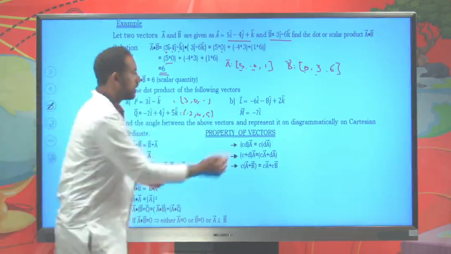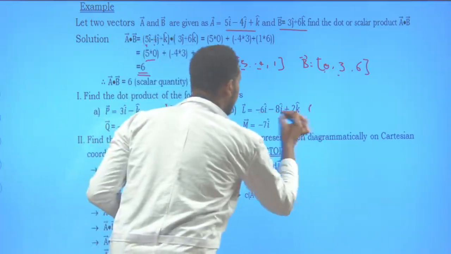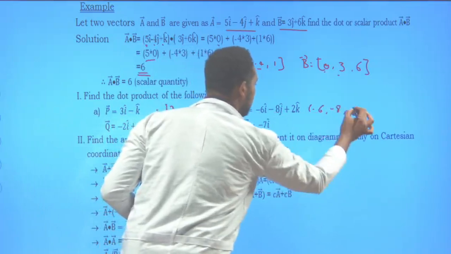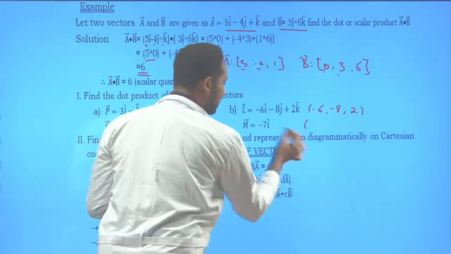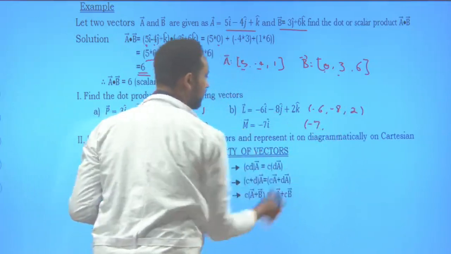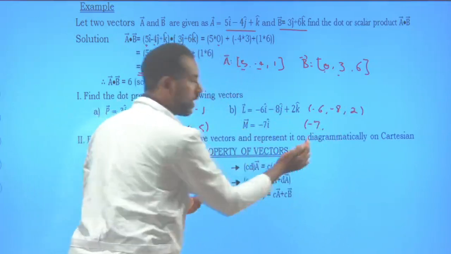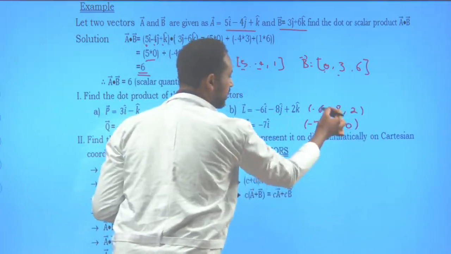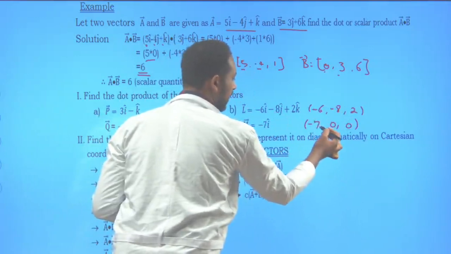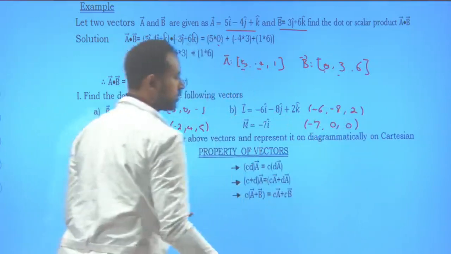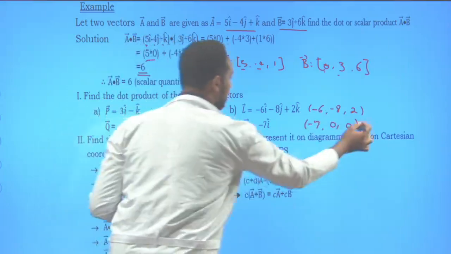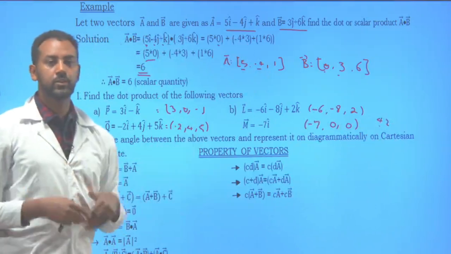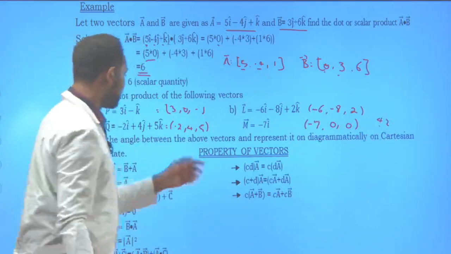The same is true here. The components of vector L are minus 6, minus 8, and 2. And the components of M are only negative 7. There is no j component and no k component, therefore these are 0, 0. Therefore, it's possible to multiply only these two: negative 6 multiplied by negative 7. The rest give you 0 when multiplied. Therefore, this gives you 42. And always the dot product results in a scalar. It gives you a pure scalar.